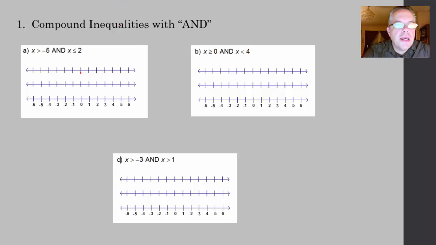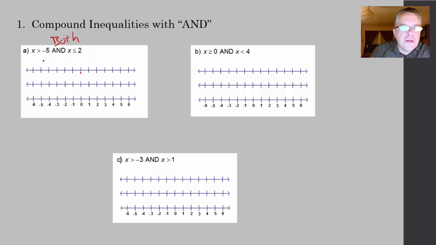The first problem is x is greater than -5 and x is less than or equal to 2. I want you to recall that "and" means both. So we want the values of x that make both of these inequalities true. Until we get really good at this, we're going to start by drawing each inequality separately.